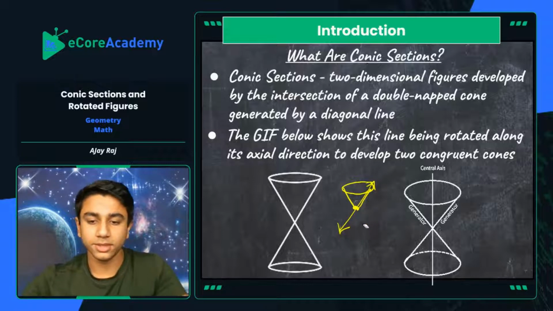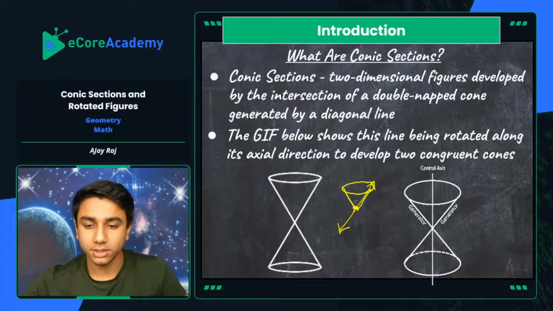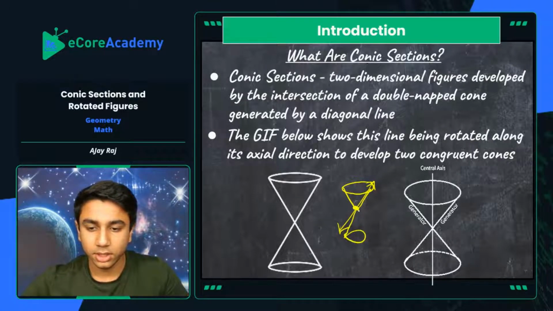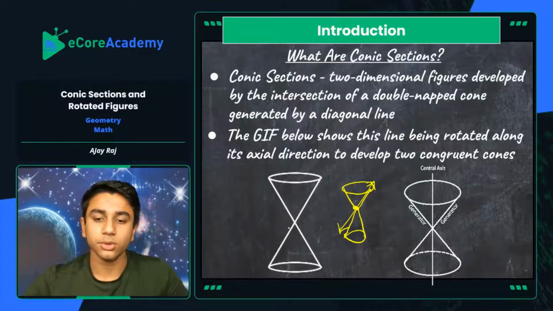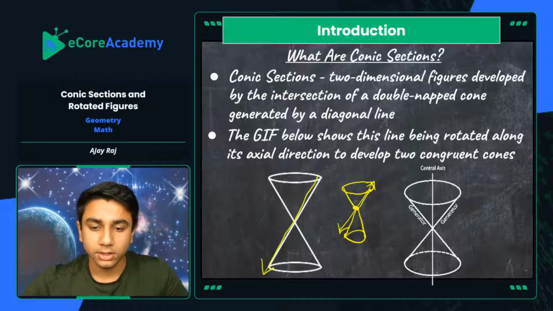Oops, forgot to create that circular base. It's going to create that circular base here as well to create that double-napped cone, as you see here. So this line right here, I'll just trace it out. This is a line basically being rotated across this way. And as you can see here, it's being rotated along this entire line to create these two cones going in opposite directions, as shown for the bottom and top.